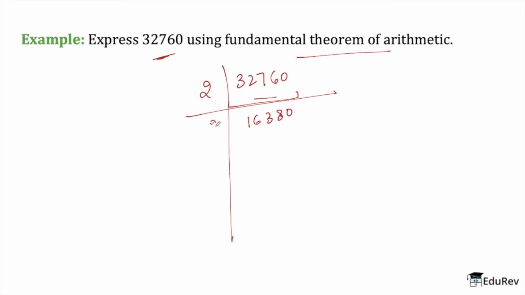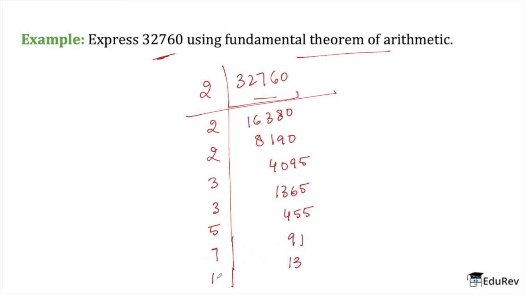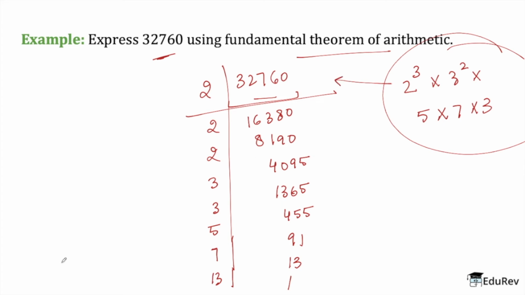So 2, it's going to be 16380. If I again divide it by 2, it's going to be 8190. Then again by 2, it's going to be 4095. By 3, it's going to be 1365. Then again by 3, it's going to be 455. Then by 5, it's going to be 91. Then by 7, it's going to be 13. And 13 ones are 13. That means I can express 32760 as 2 to the power 3 into 3 to the power 2 into 5 into 7 into 13. And this is how I express 32760.